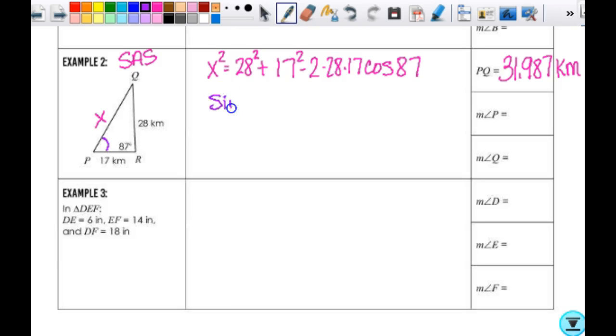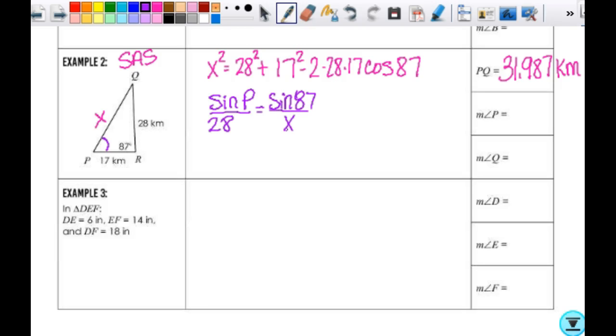So we're going to say the sine of angle P over 28 is equal to the sine of 87 over x. And I can put x there because that's where I stored it in my calculator.